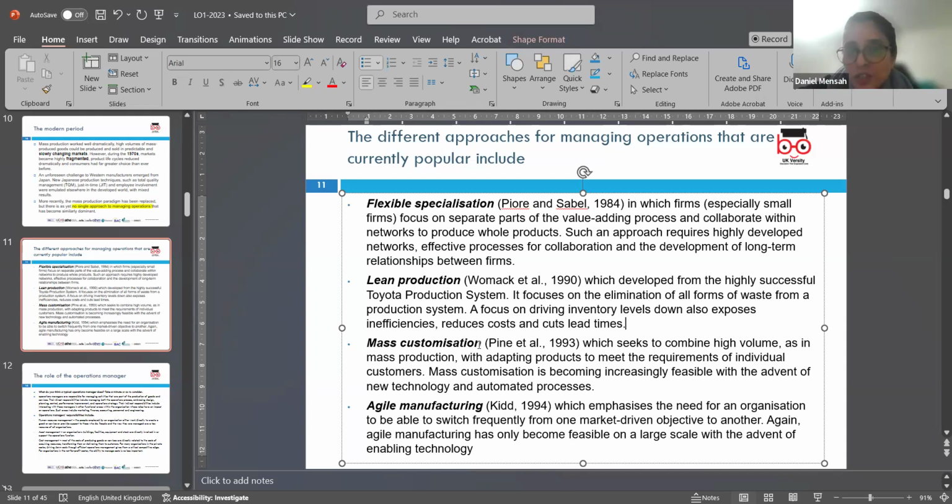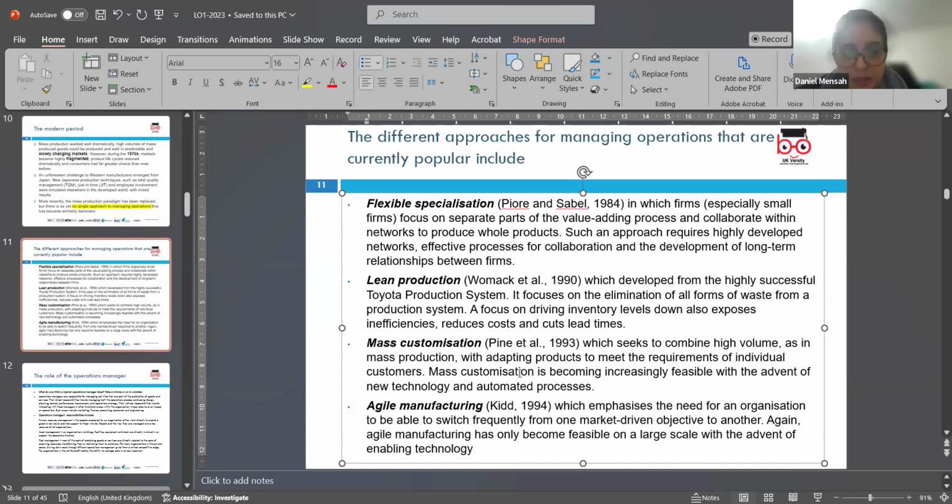Then mass customization took place, very opposite to mass production. When we talk about mass customization, obviously they want to produce products in bulk, but they also want to cater to the individual needs or requirements of customers. So that was mass customization. For that, they were heavily dependent on new technology and automation processes. In this era they depended heavily on technology and automated processes.